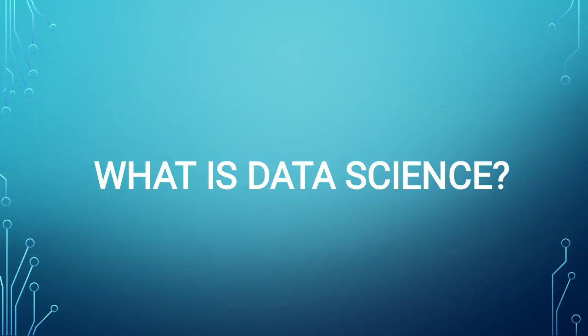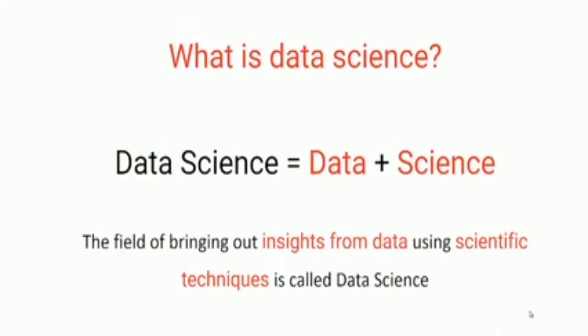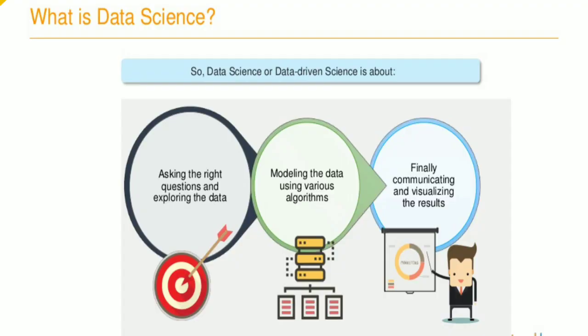Now, what is data science? Simply put, data science is the intersection of two terms, data and science. Data science is an overarching term used to refer to the field and practices of bringing out insights from data using specific scientific techniques. Any scientific method applied to data to extract benefit out of it would be a part of data science. Data science, or data driven science, is about asking the right questions and exploring the data, then modeling the data using various machine learning algorithms, then finally communicating and visualizing those results.